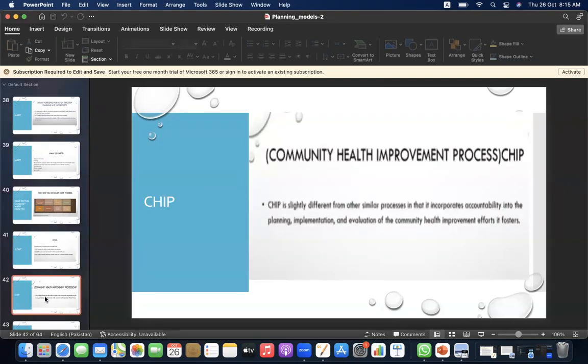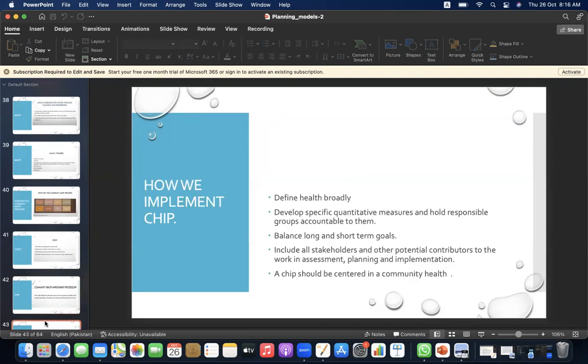Community health improvement process. CHIP is slightly different from other similar processes in that it incorporates accountability into the planning, implementation, and evaluation of the community health improvement efforts. How we implement CHIP: define health broadly, develop scientific quantitative measures and hold responsible groups accountable to them. Balance long and short-term goals. Include all stakeholders and other potential contributors to the work in assessment, planning, and implementation. A CHIP should be centered in community health.